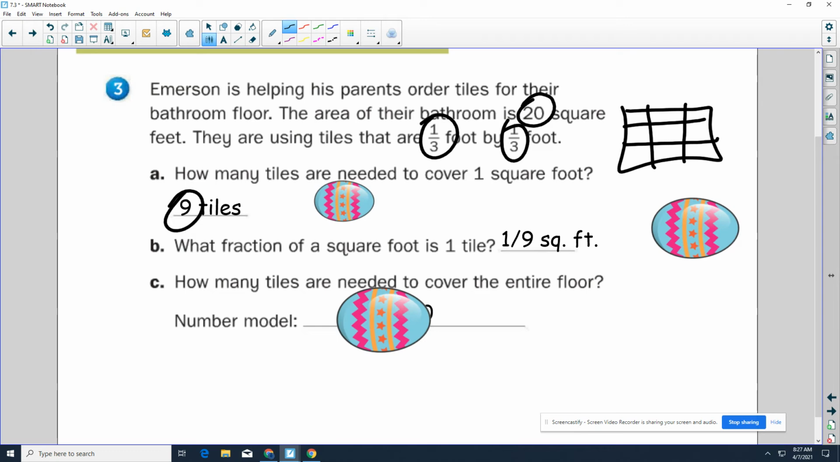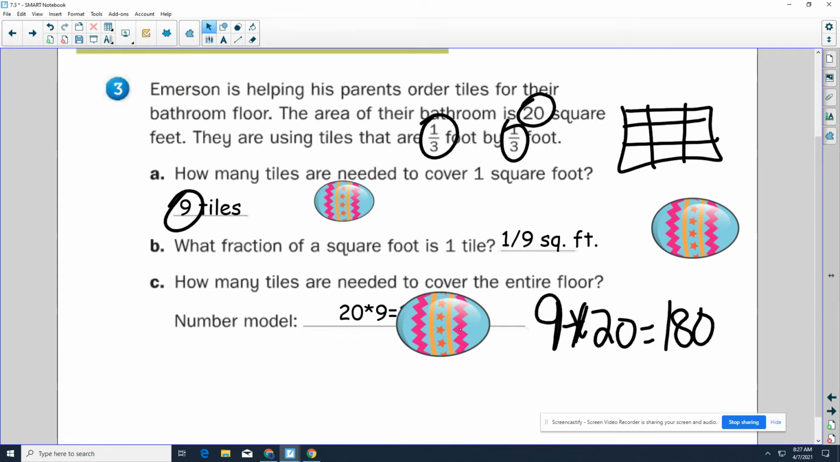So how many tiles are needed to cover the entire floor? Well, we know we need 9 tiles for 1 square foot, and we have 20 square feet, so 9 times 20 would give me 180 tiles. So total, you need 180 tiles, because we know that 1 square foot is equal to 9 tiles. So I have to do 20 multiplied by 9 to get 180 tiles to cover the entire floor.